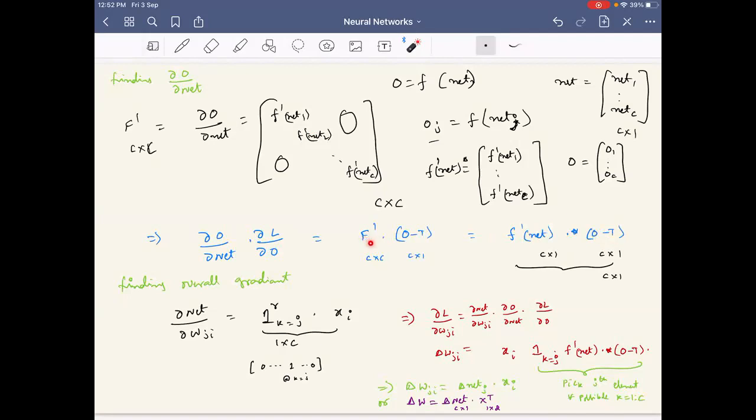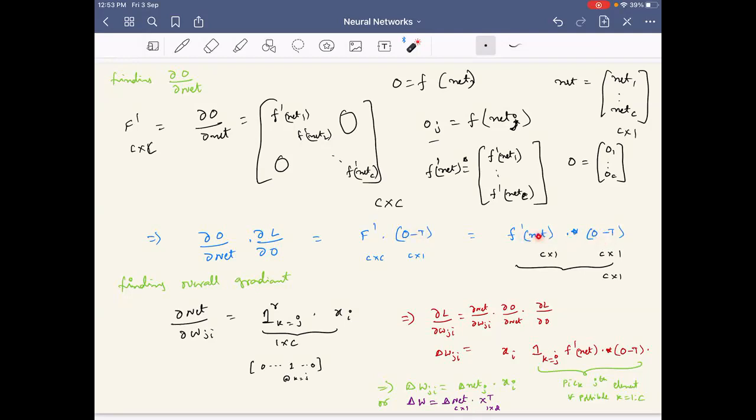So instead of writing the matrix-vector product here, since it is diagonal, we can also write it as a vector element-wise product. Please note this wherever it appears in subsequent derivatives. Whenever I back propagate through the activation function, ∂O/∂net can either be written as F dash into O minus T, with F dash as a matrix, or as the vector F dash element-wise product with O minus T. Here the corresponding error at this location is this.